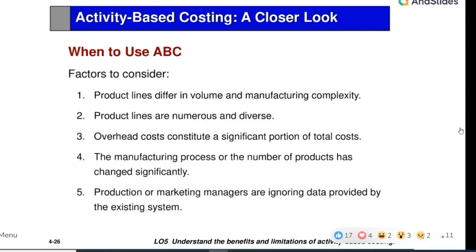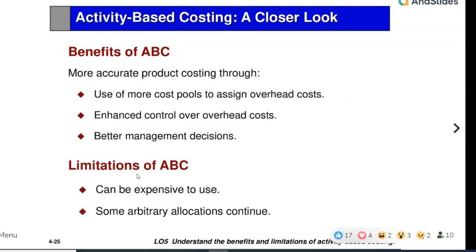Yeah, go ahead. Going back to the previous slide on the demerits, can you go back? So when you say some arbitrary allocation continues, what are those like? Arbitrary means guesses.